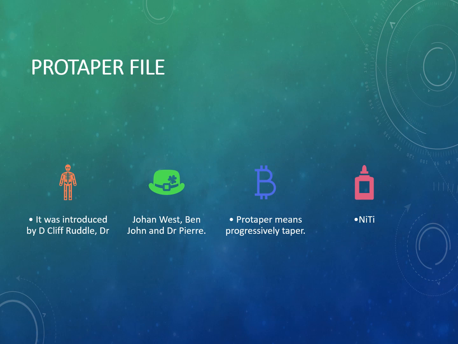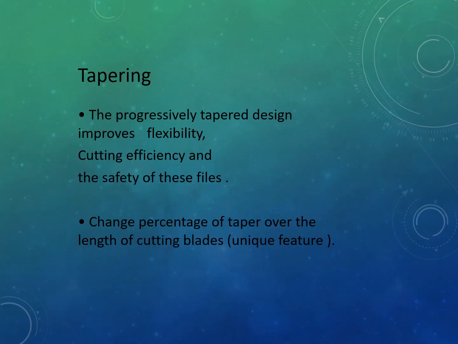We'll be discussing why it has a progressive taper, and it is made up of nickel-titanium alloy. The change in percentage of taper over the length of the cutting blade, called a progressive taper, is a unique feature here. The progressively tapered design improves flexibility, cutting efficiency, and the safety of these files, because each taper will have contact with a specific root canal wall, so that not all of your file is simply touching the root canal while it's in rotation. A specific point touches there, so that it reduces your instrument fatigue and breakage.